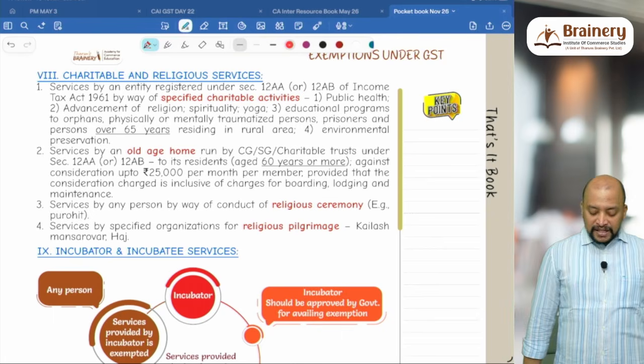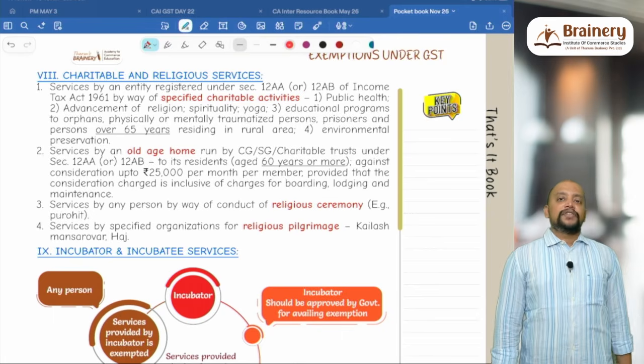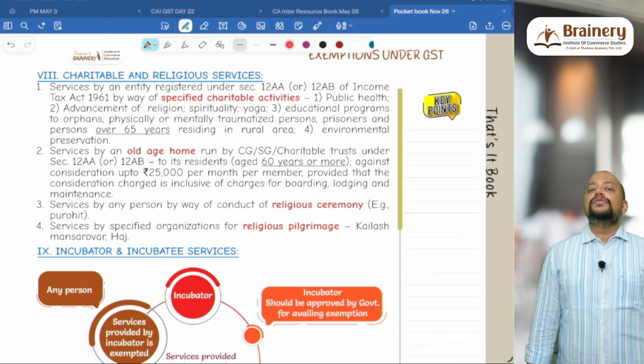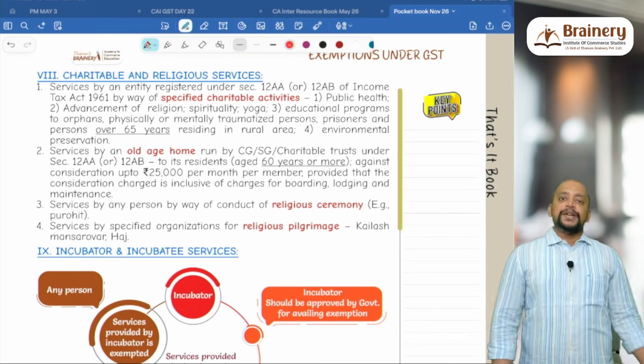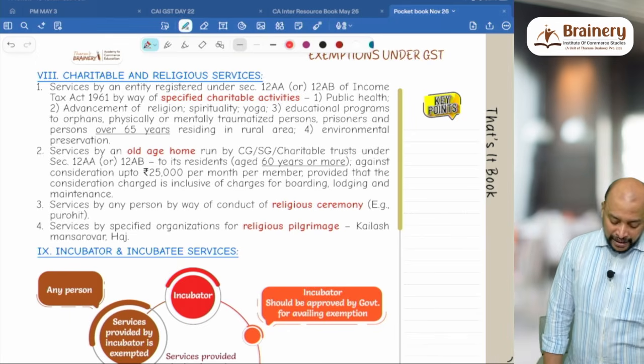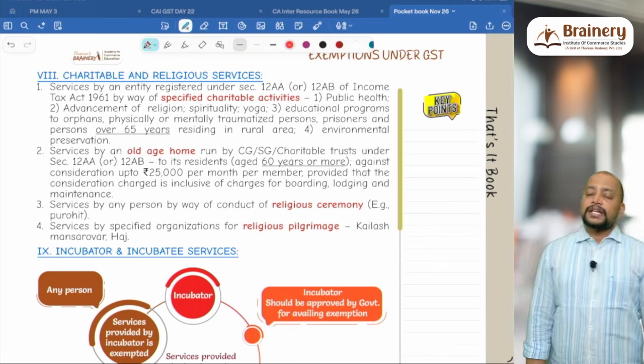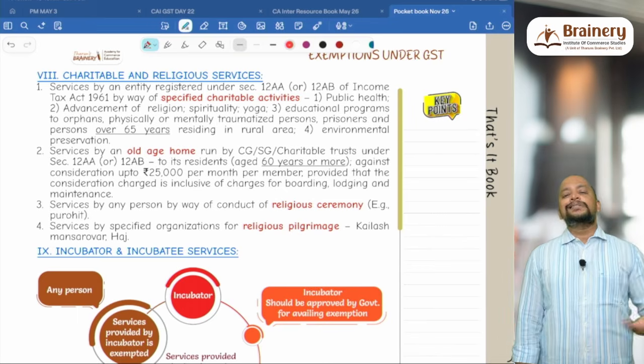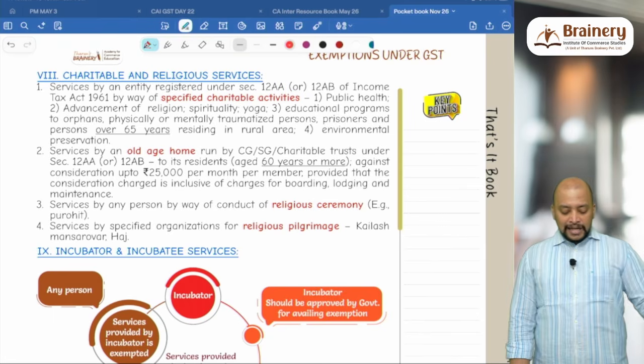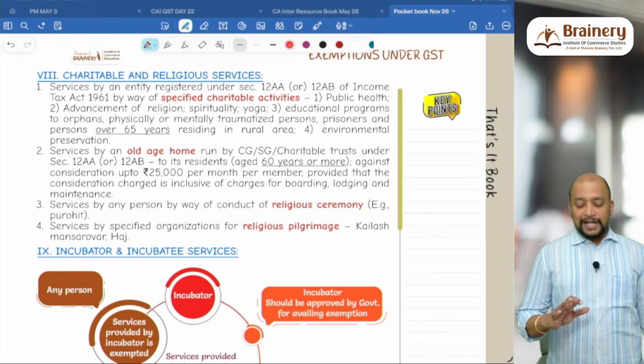Then number 3, services by any person by way of conduct of religious ceremony. So who will be conducting religious ceremony? So priest, purohit, etc. that is exempted. Services of specified organization. So it should be a specified organization and they should be doing religious pilgrimage. If they collect any amount, that is exempted. Religious pilgrimage is Kailash, Manasarovar and Hajj Yatra.